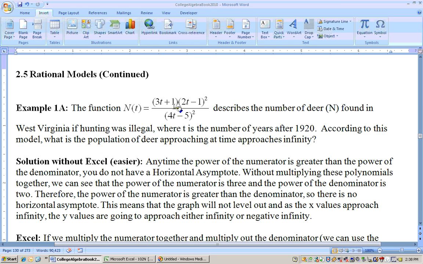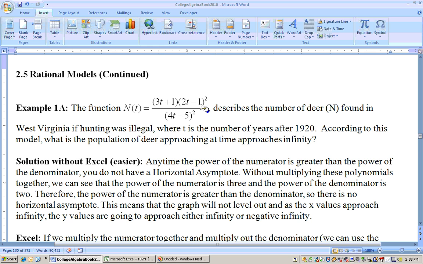Well, what we'd like to know on this problem then is the horizontal asymptote, because as time approaches infinity, we would like to know if the population is going up or is it leveling off. If it's going up or going down and continues to go down or continues to go up, then it does not have a horizontal asymptote. If it levels off, then it would have a horizontal asymptote, and we'd need to know what it levels off to, the location of that horizontal asymptote.